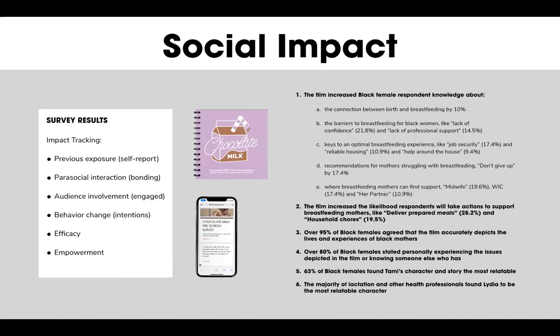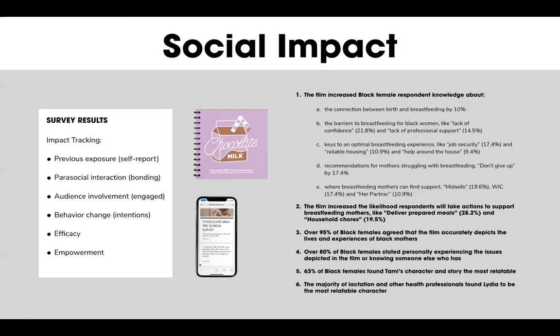Efficacy is a measure that we tracked, and that is the idea of how capable did people feel of being able to commit to taking new actions to support breastfeeding mothers. And finally, empowerment. How effective did people feel that they could be at making community level change? And so these were the things we were looking for, and that's how we designed our questionnaire.